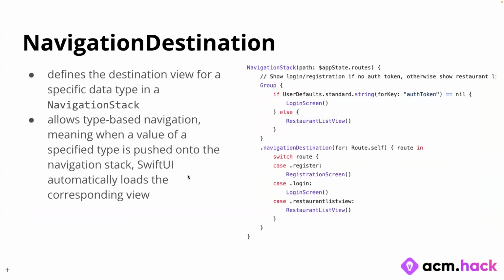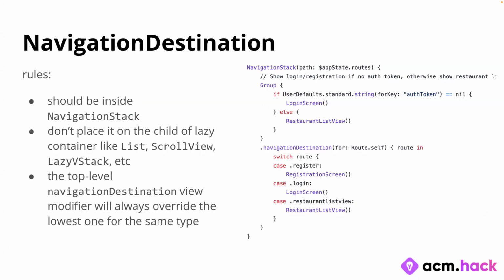So the third thing I'm going to talk about is navigation destination. This defines the destination view for a specific data type in a navigation stack, and it allows type-based navigation, meaning when a value of a specified type is pushed onto the navigation stack, SwiftUI automatically loads the corresponding view.